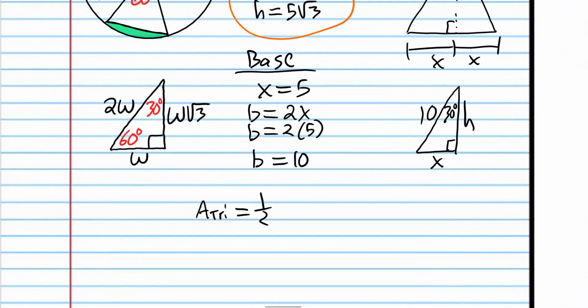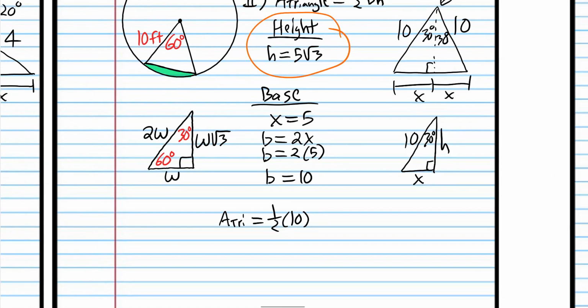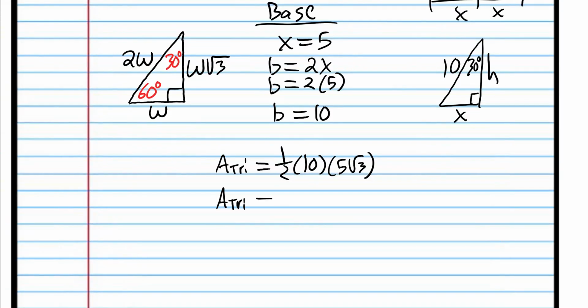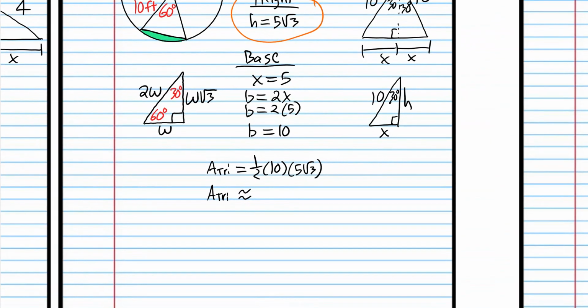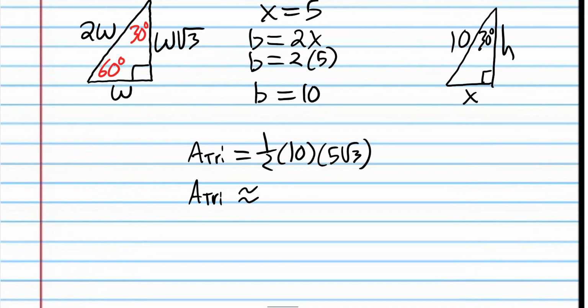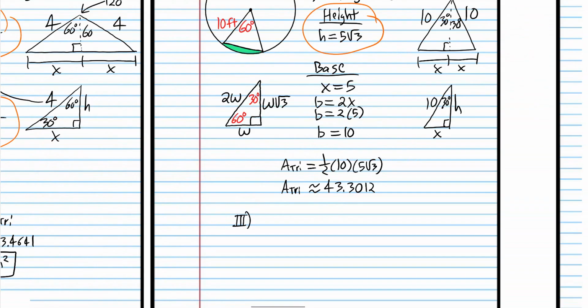So now the area of the triangle is 1/2 times the base times the height, which is 5 root 3. Therefore, the area of the triangle is approximately equal to, and you've got to be careful here because we have a root. So it's 0.5, that's 1/2, times 10, times 5, then times 3, then the root button, equals. And we get 43.3012.